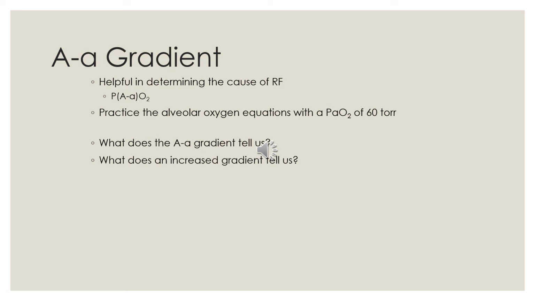Well, the A-a gradient, or the alveolar-arterial gradient, measures the difference between the oxygen concentration in the alveoli and the arterial system. So the A-a gradient has important clinical utility as it helps to narrow the differential diagnosis for hypoxemia. The A-a gradient calculation should be PAO2 minus PaO2, with the big PAO2 representing alveolar oxygen pressure and the little PaO2 representing arterial oxygen pressure.